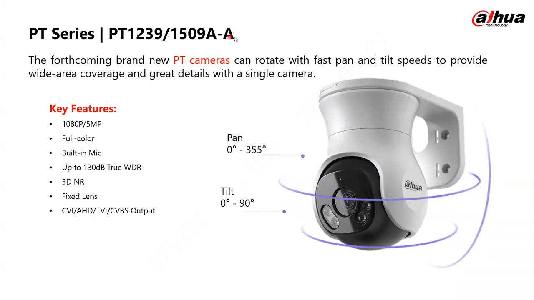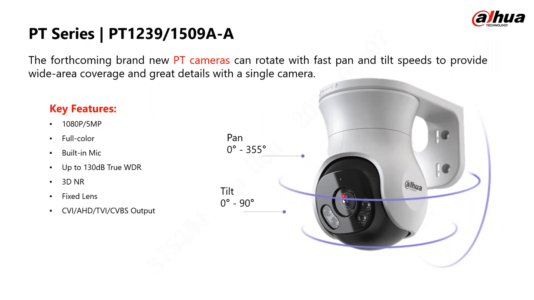So this implies it supports audio. Again, this looks like a cube. Okay, that's A for the PL cube. So these are forthcoming brand new PT cameras that can rotate with fast pan and tilt speeds to provide wide area coverage and get details with a single camera.